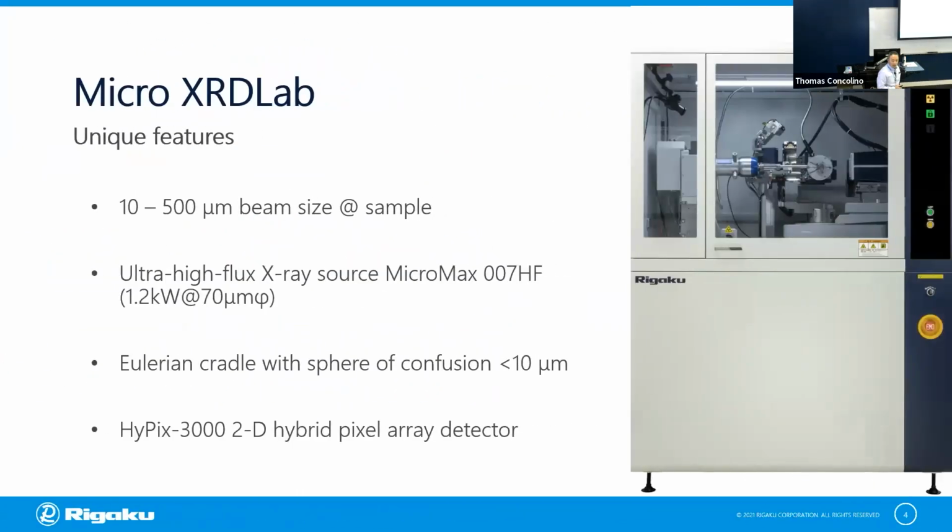So this is our solution. We just introduced the so-called micro XRD lab, which has a couple of unique features. First of all, on this diffractometer you can change the beam size, starting from a 10 micrometer diameter beam size at the sample surface up to 500 micrometers. The beam size is changeable, so depending on the area where you want to illuminate X-rays, you can control it.